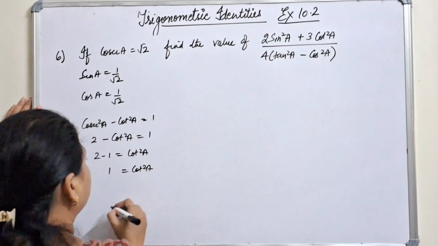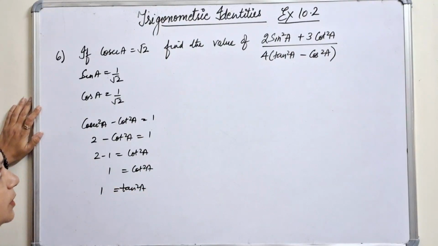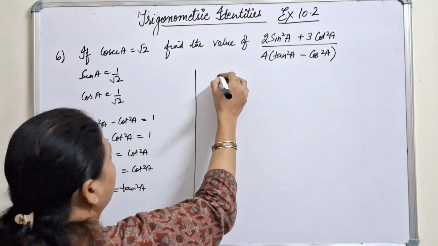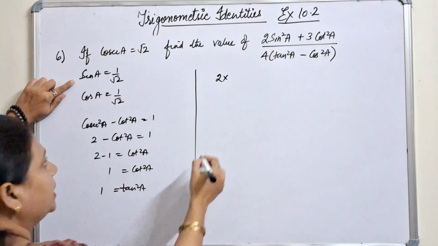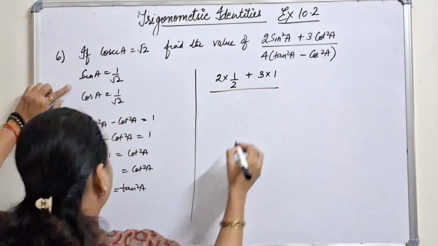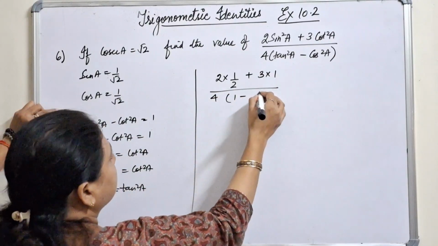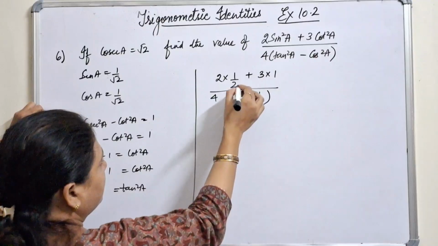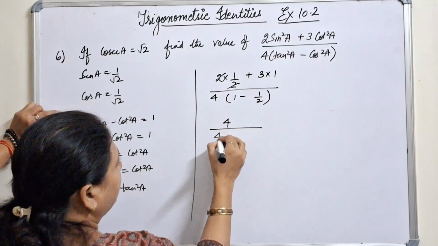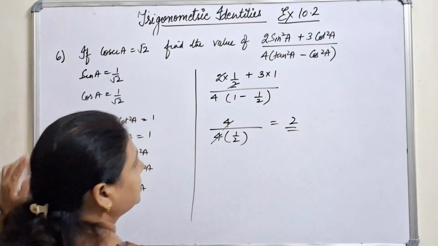So we will be substituting the value, and tan square A will also be equal to 1. We will be substituting the value in the expression. 2 into sin square A, which is 1 upon 2, plus 3 into cot square A, which is 1, 4 into tan square A, which is 1, and cos square A is 1 upon 2. So this is cancelled. So here 4 upon 4 into 1 upon 2. 4 is cancelled. Answer is 2.